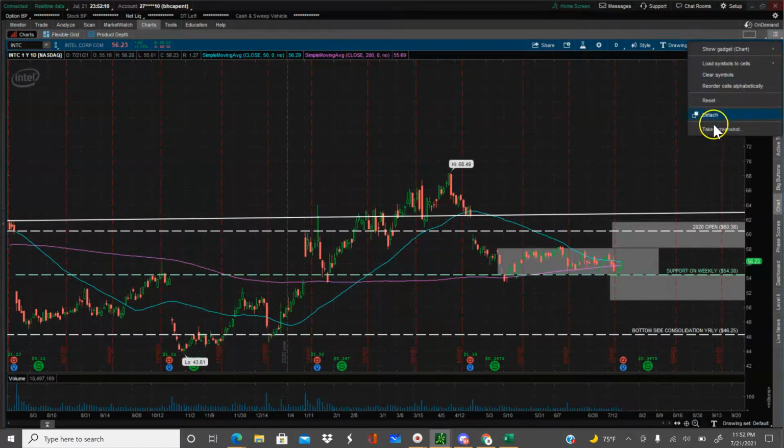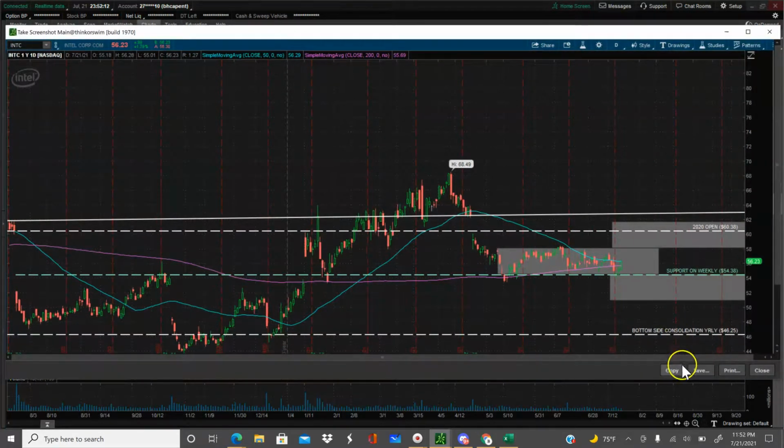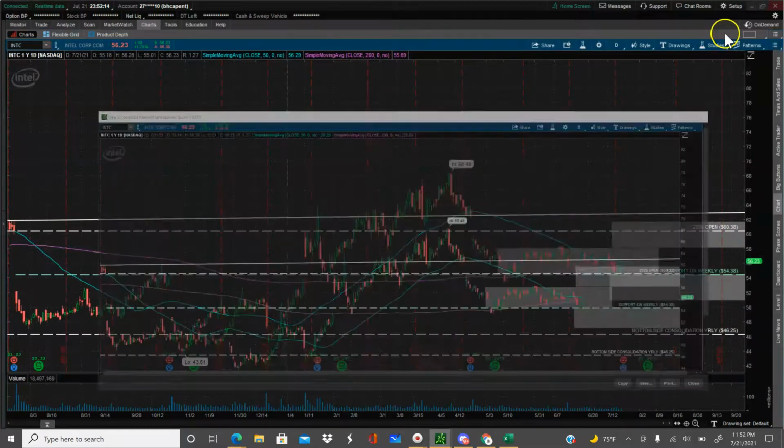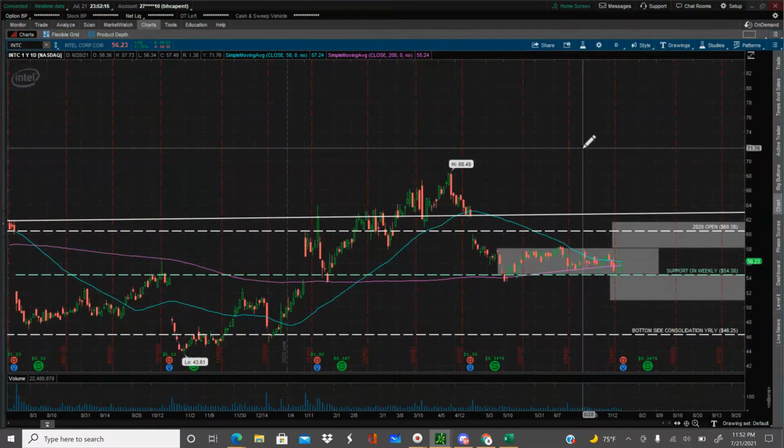I'm going to take a screenshot of that, and that's going to be it. That's pretty much it with Intel. There's not a whole lot to say. It's not a really volatile company, so you're not going to see a bunch of erratic stuff going on with the price action.